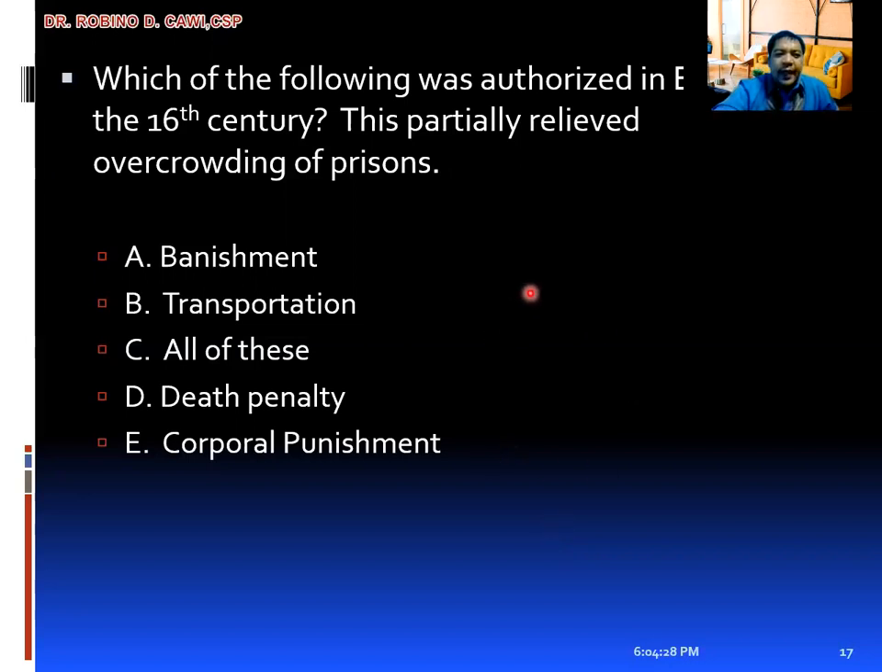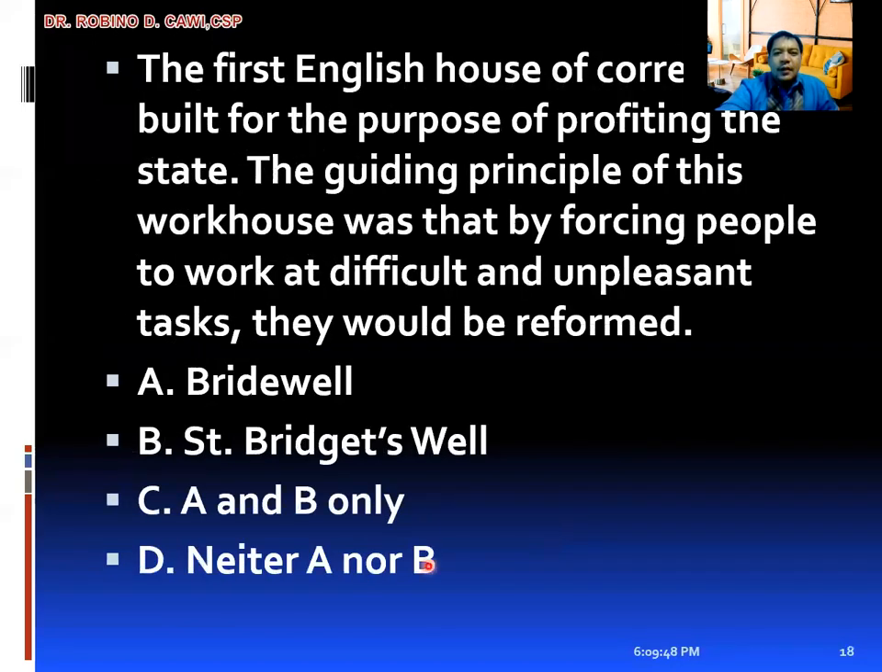Okay. And then we have another question. What was the first English house of correction built for the purpose of profiting the state? The guiding principle of this workhouse was that by forcing people to work at difficult and unpleasant tasks, they would be reformed. Okay? So basically, our answer for that particular question is the St.